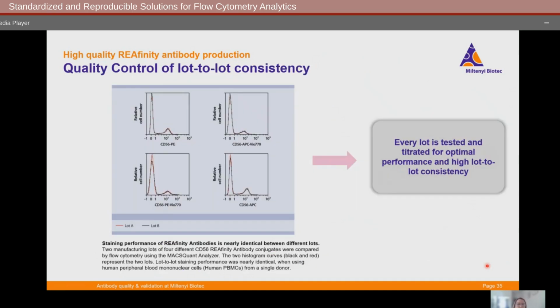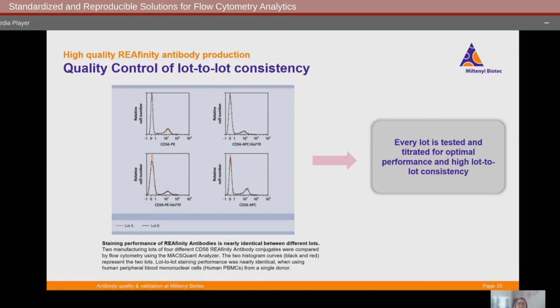Now I'm getting into a bunch of different examples of the types of tests we do on our antibody products. Here we have an example of a bunch of different lots of antibodies that perform identically. So we're making sure that, lot to lot, the staining performance is nearly identical between all these different lots.